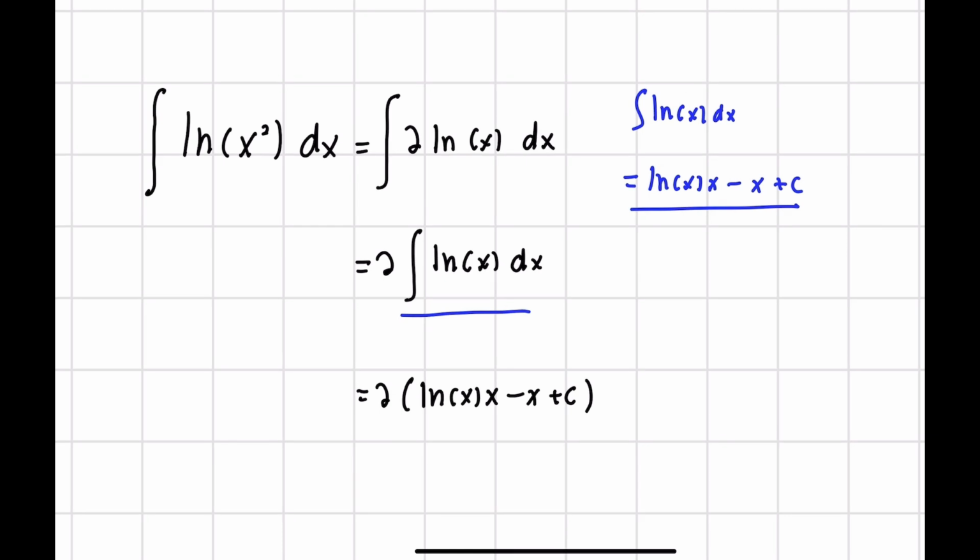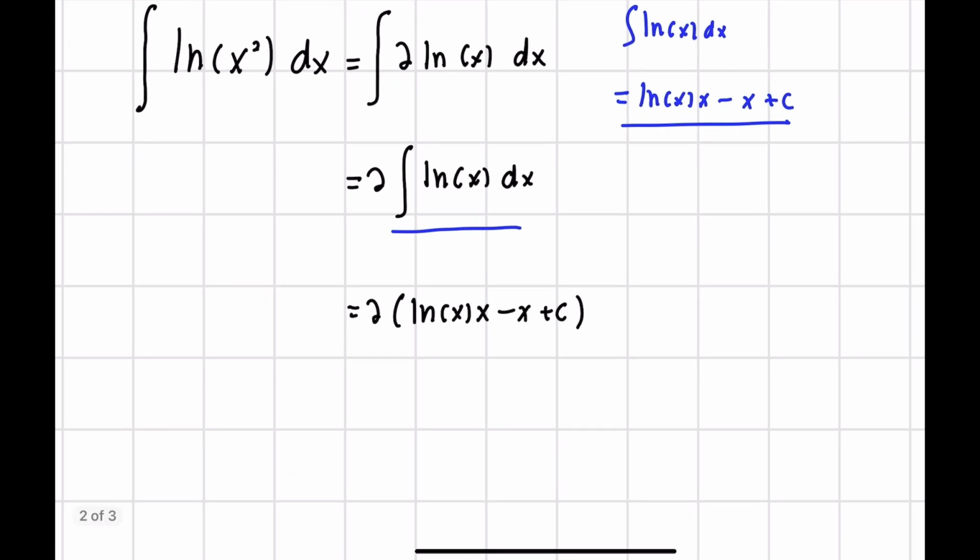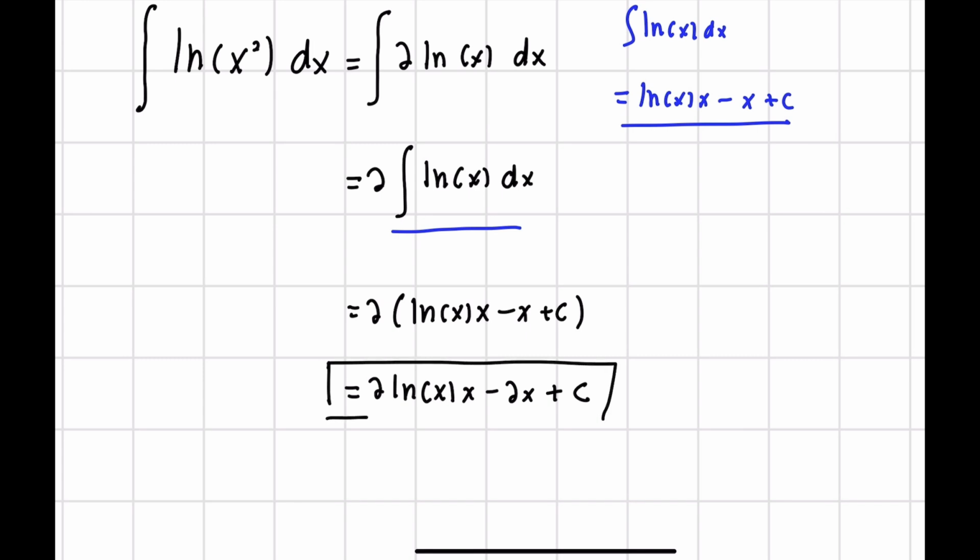And now let's expand everything. So we have 2 times ln x times x minus 2x plus 2c. And since we have a 2c, it is a constant, it could just be rewritten as a c. And here is our simple final answer.